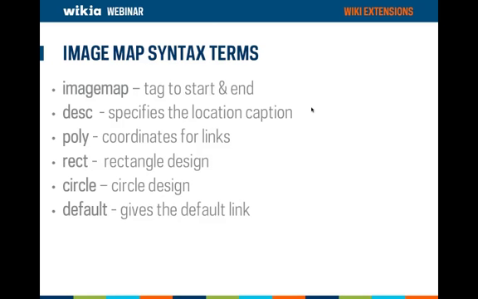As you notice, there are specific terms that you can use within an image map. Not all of these are mandatory to use, but they allow for different levels of customization. Important ones you will see are imagemap, which is the tag to start and end, which you must use to actually create the image map. Desc, short for description, which specifies the location of the caption. Poly, which is the coordinates for links. This tells the system which part of the image should link to what page. Rect and circle. These are rectangular and circle coordinates, which essentially are like poly, but a very specific shape. And then default. This gives the default link if part of the image does not have one of the other shapes already drawn on it.